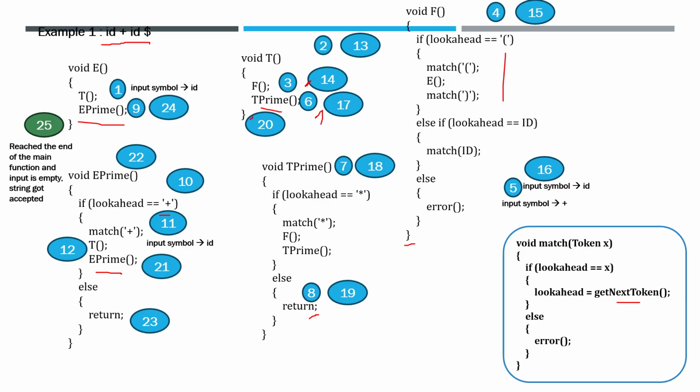Clear? This is how we will be writing the procedure for a recursive descent parser when a grammar is given, and this is how the string will be matched.